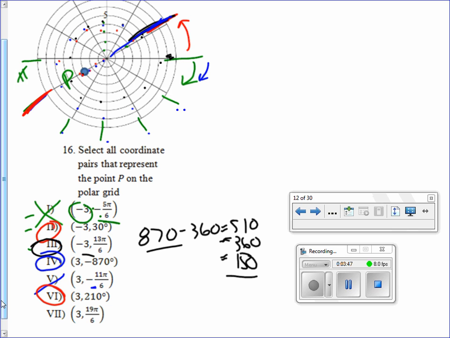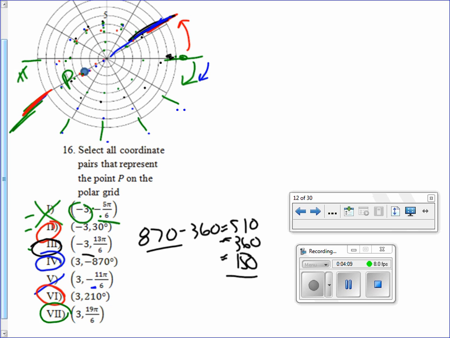Last one, number 7. We're going to go +19 pi over 6. Each spoke is a 6. So we're going to go around 19 spokes, starting from here in the positive direction. It's counterclockwise. 1, 2, 3, 4, 5, 6, 7, 8, 9, 10, 11, 12, 13, 14, 15, 16, 17, 18, 19. We're right here. And we're going to go +3. We're going to come out, and that will put us at P.